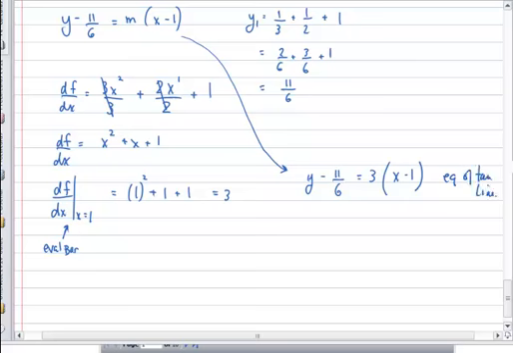And hopefully you know what to do if we want an equation of a normal line. So that's all I have for you today.